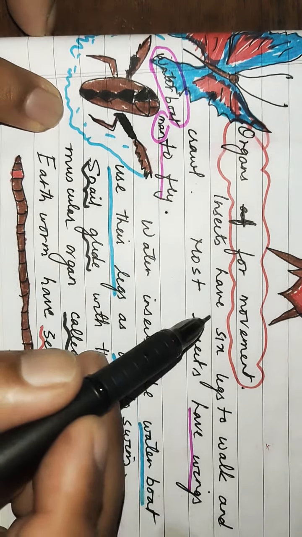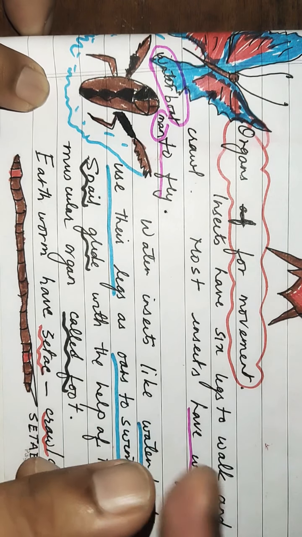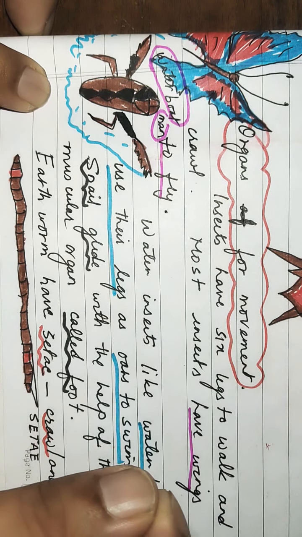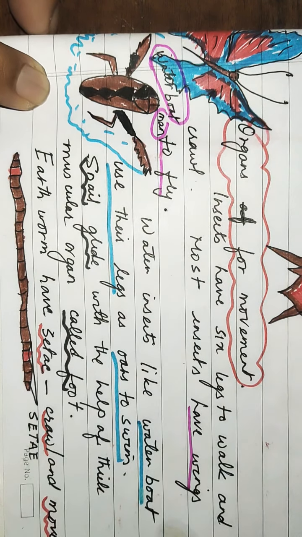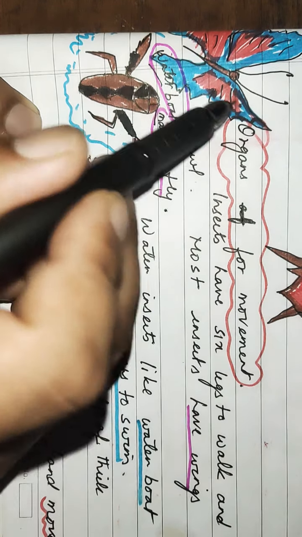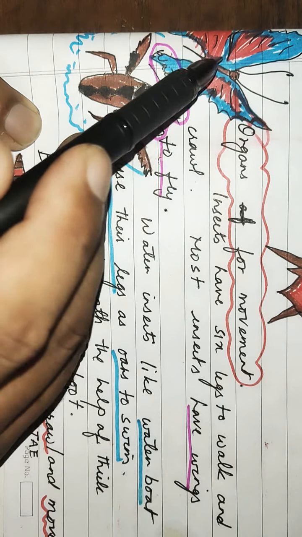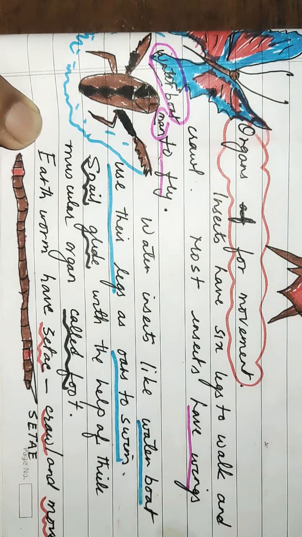Insects have 6 legs to walk and crawl. Most insects have wings to fly and they are very lightweight. You must have seen insects. They are not heavy like us. Now this one is very interesting. You can see the butterfly, because it's an insect, has 3 pairs of legs.